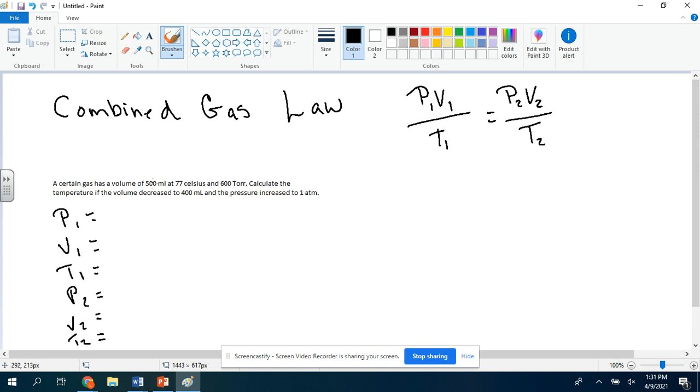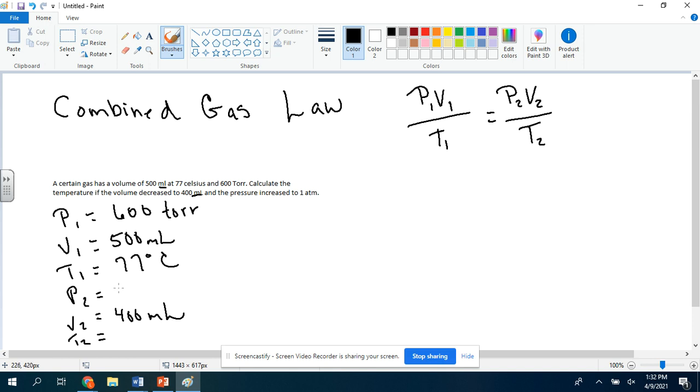And if you read your problem, it has a volume of 500 ml. I know it's volume because of the units. Remember, that's what tells you. So I'm going to plug that in right here. 500 milliliters. 77 degrees Celsius. Okay. 600 torr. All right, calculate the temperature if the volume decreased to this. So here's my other volume, 400. All right, pressure increased to 1 atm.